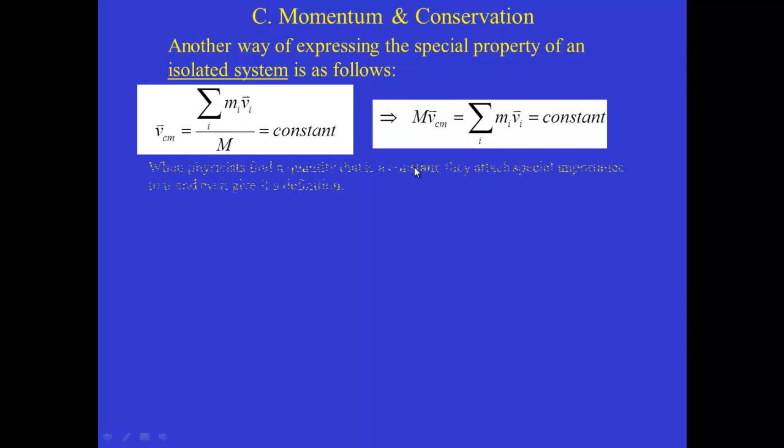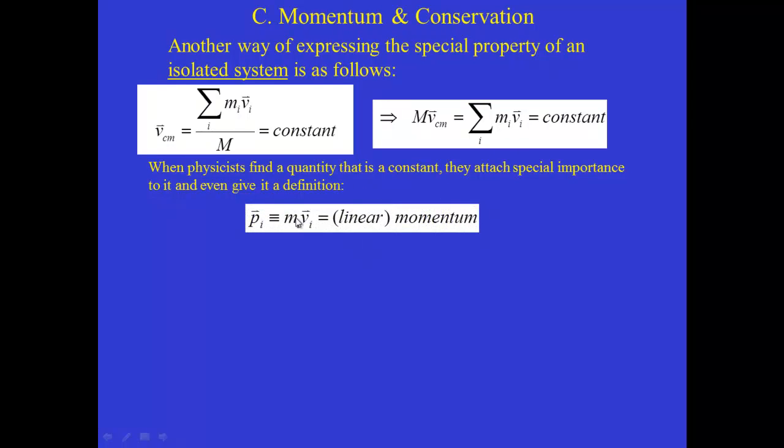And that's interesting. When physicists find a quantity in their equations that's predicted to be a constant, they often attach special importance to it and sometimes even give it a definition. This is what lies behind all kinds of what we call conservation laws or conservation principles. So we give a special name to this product, m sub i times v sub i. In fact, for a given particle, that product we call the linear momentum of the particle. So p sub i is just the symbol that we give to define that product.